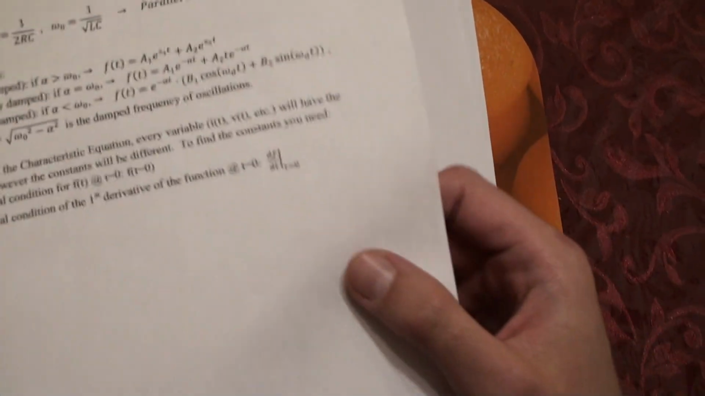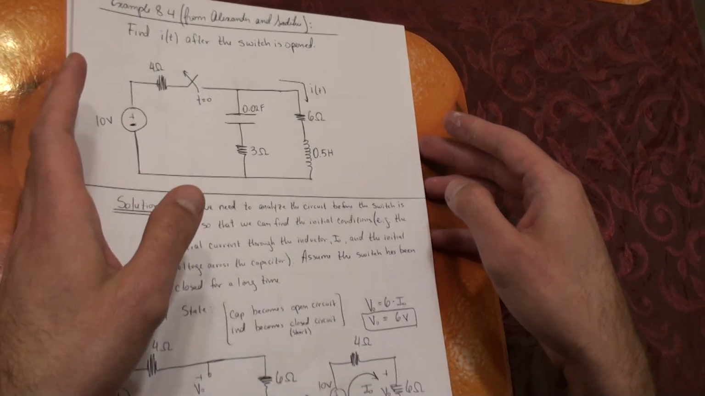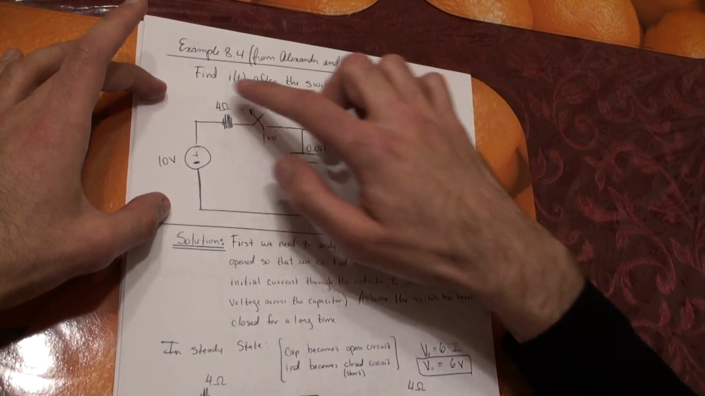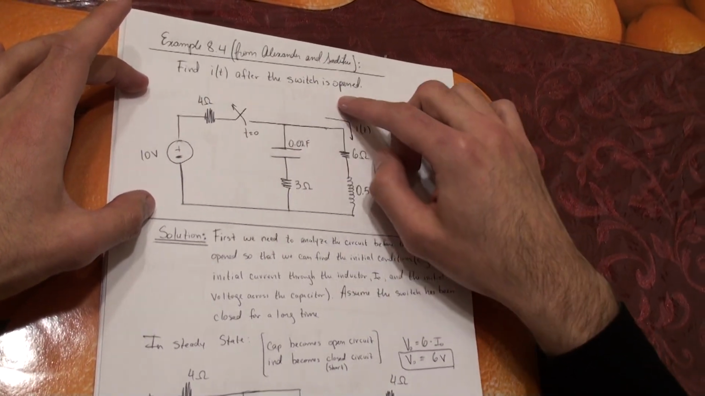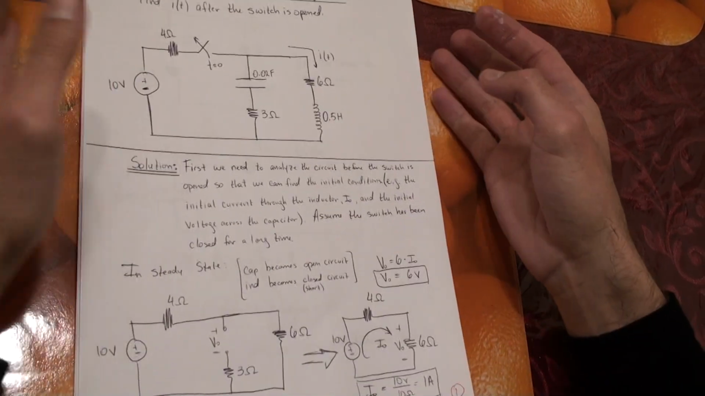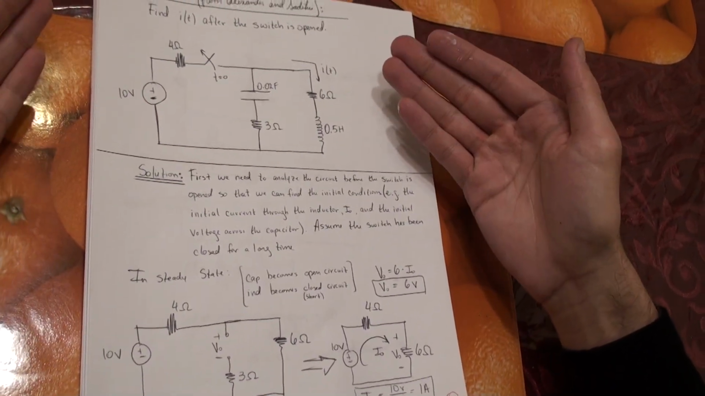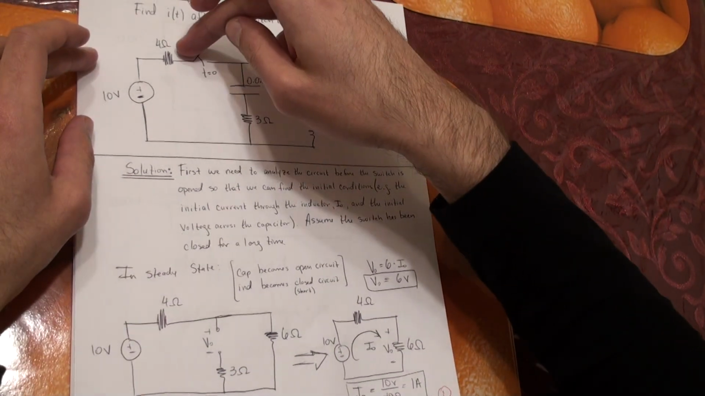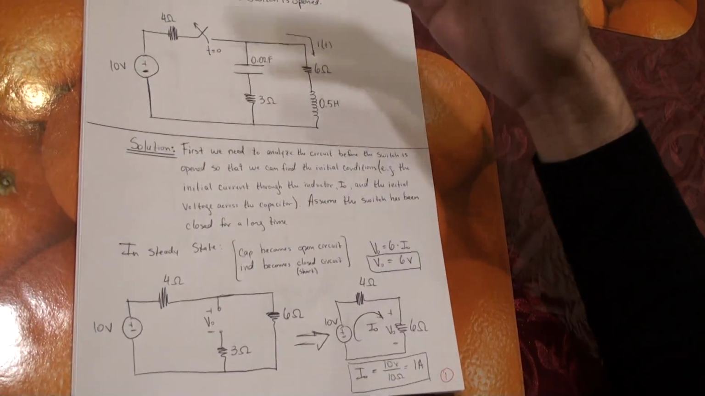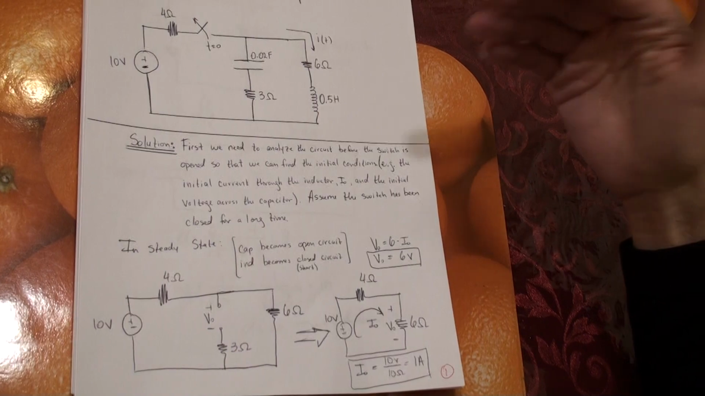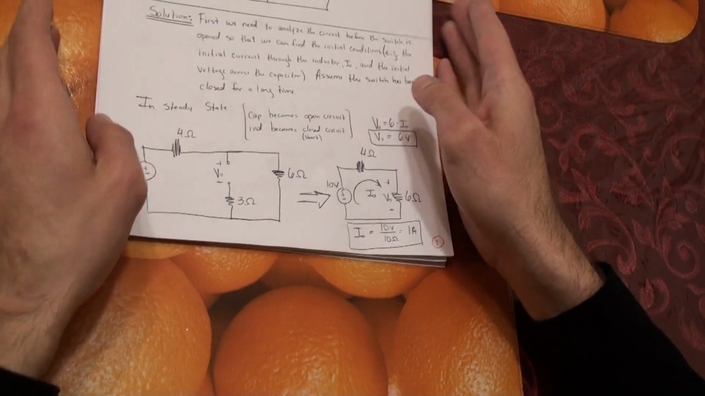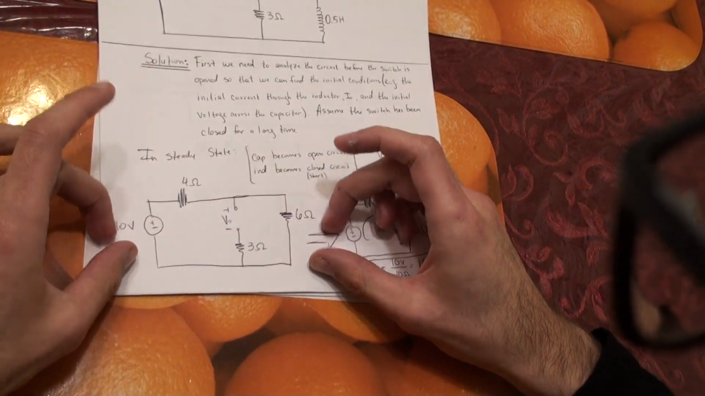So I was going to go over an example from this circuits textbook by Alexander and Sadiku, and this is essentially the question. The question asks for the current I after the switch is opened. So before we even try to solve this circuit, we have to know what the initial conditions are on the capacitor and on the inductor when the switch was closed. So we have to decide what has happened when the switch was closed. We assume the switch has been closed for a long time. And if the switch has been closed for a long time, our circuit looks like this.